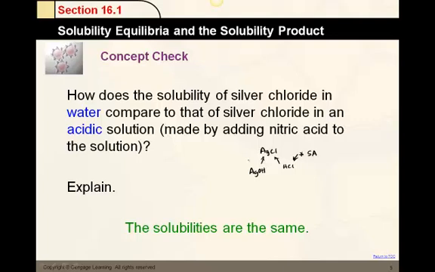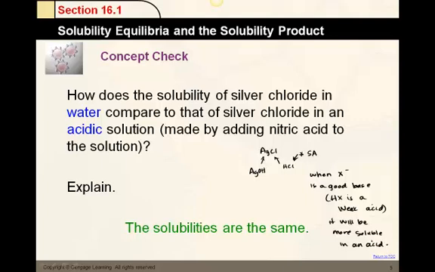Solubility is affected by pH, and in general, when the negative ion is a good base, in other words, HX is a weak, sorry, is a weak acid. I was thinking HCl was a strong acid, but if it's a weak acid, then it will be more soluble in an acid. So, in this case, the answer is no, and you can see that's what it said.